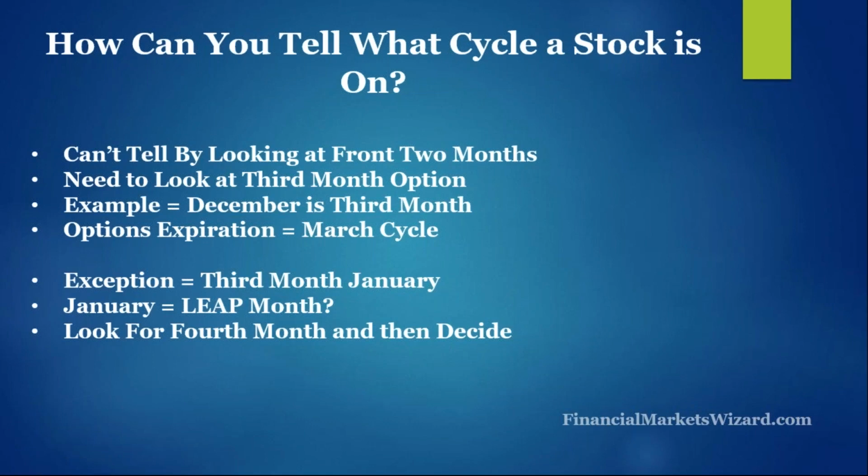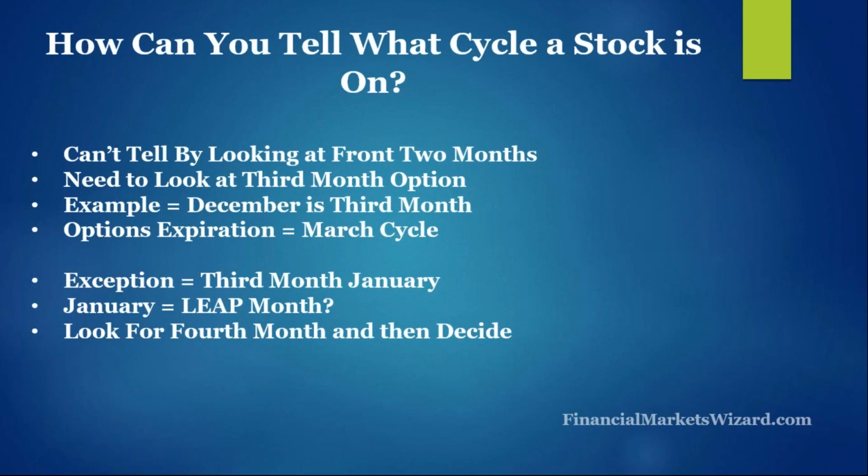So how can you tell what cycle a stock is on? If you're looking at the option chain and you want to know what cycle the stock is on, you cannot tell by looking at the front 2 months, because every stock has the front 2 months. Right now it's August and September. All the stocks, if they are having options, have August and September options.